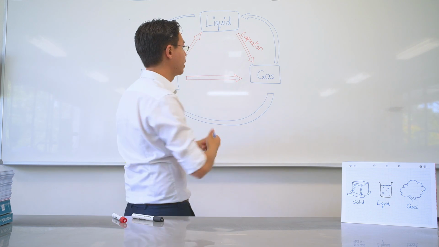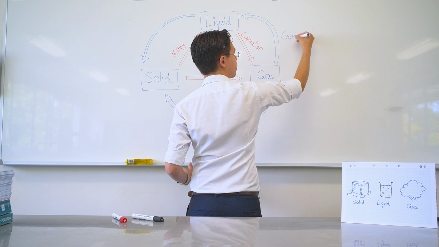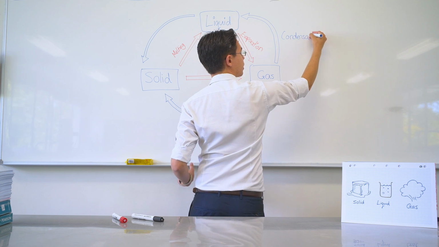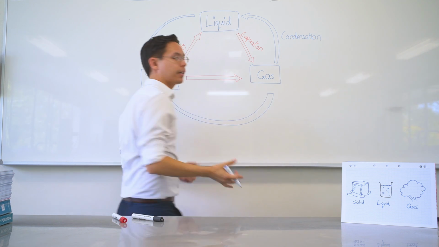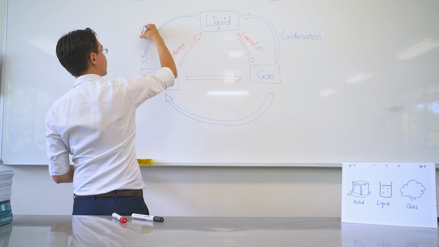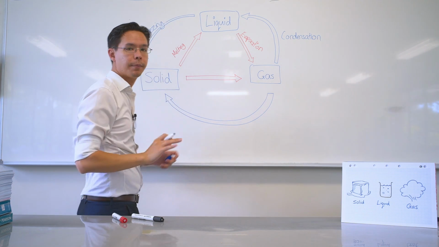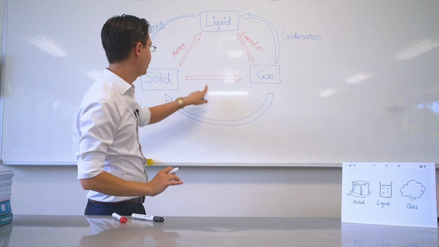So in the blue pen here, to go from gas to liquid, I can condense it, or condensation. Okay, I condense the liquid down. And I can go from liquid to solid by freezing. You with me?